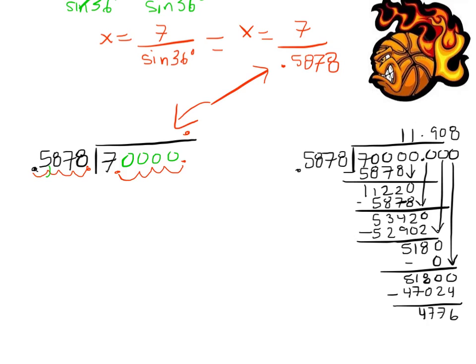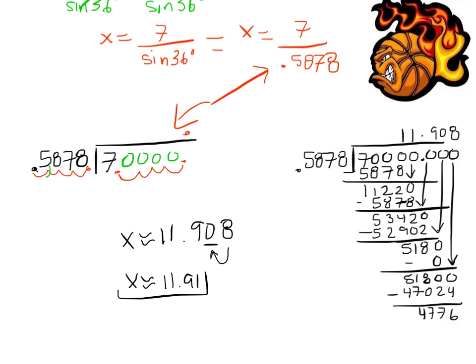When I finish, I end up getting, here we go, x is approximately, because this keeps on going, 11.908. Now if I'm going to round to the nearest hundredth, I'm going to look at the hundredths place and then the thousands place. The 8 is going to affect the 0, so that means x is approximately 11.91.